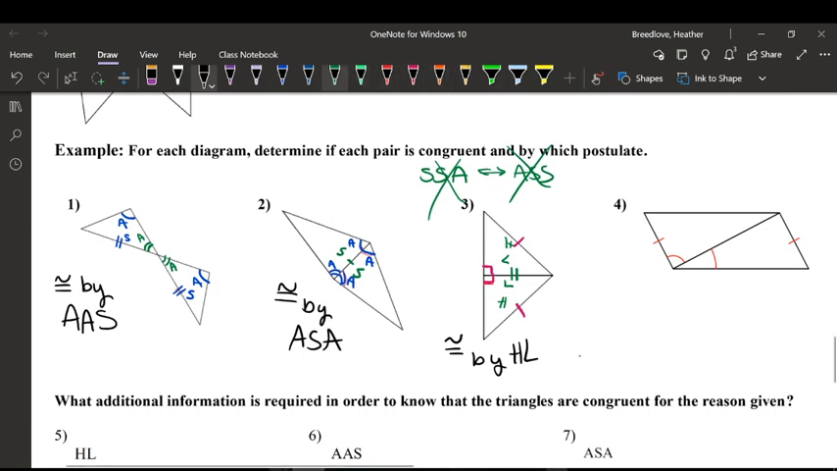All right, so the last one, we have an angle marked with one line. And those don't really look like they match up, but they're marked that way, so I guess we'll go with it. And then we have a side marked the same. Those are not the same parts of the triangle. But it says they are. And then they share a side.